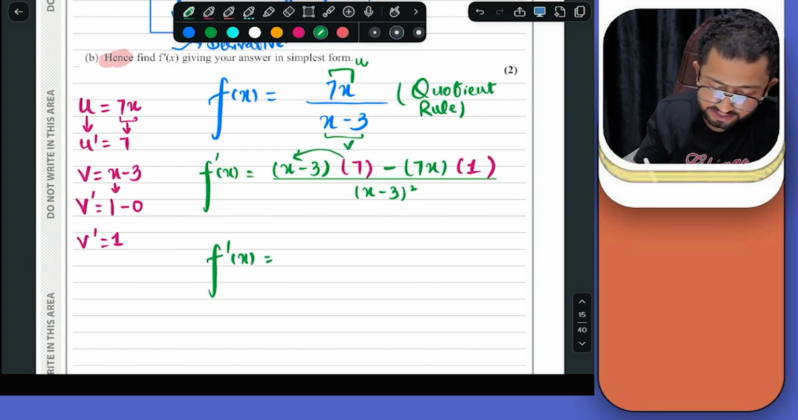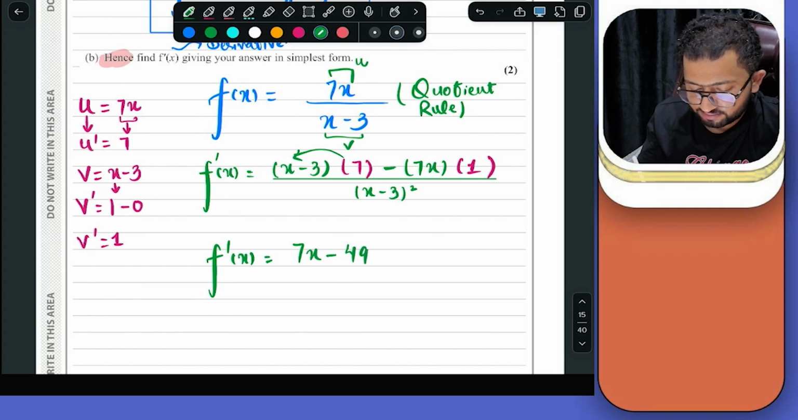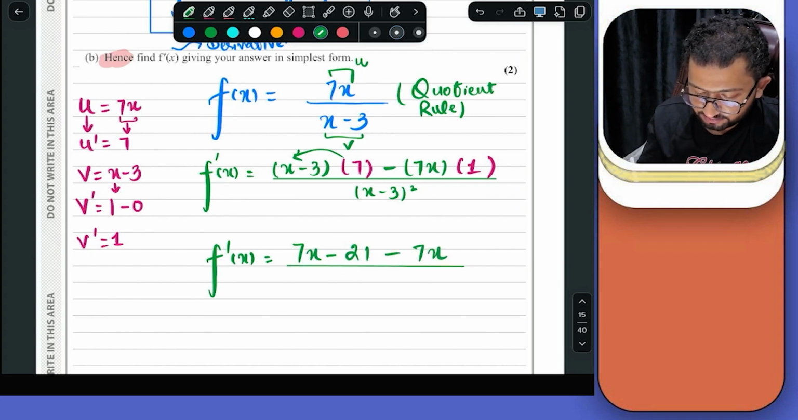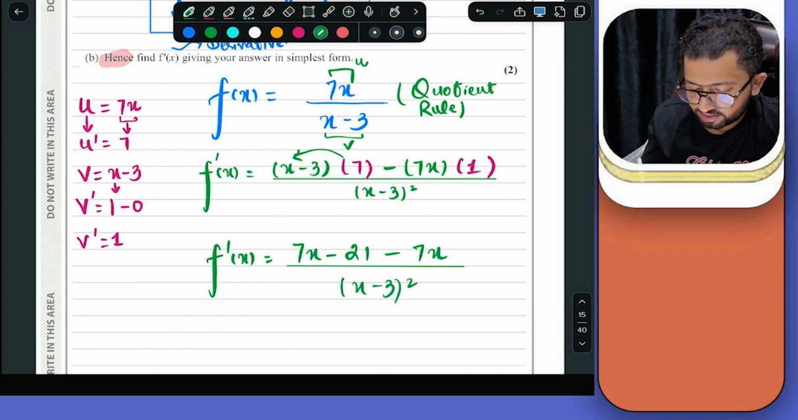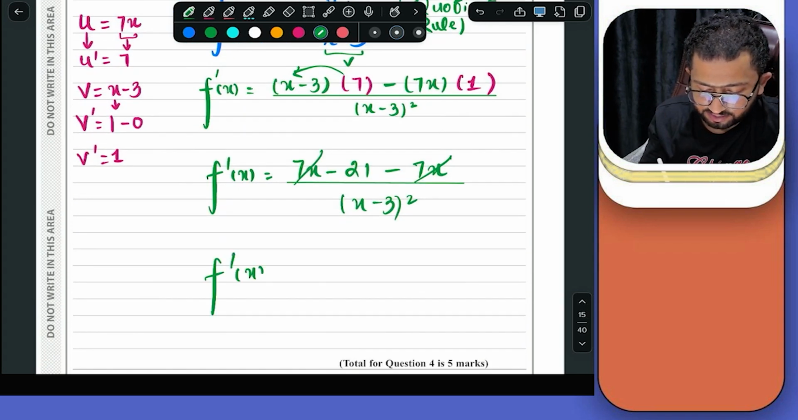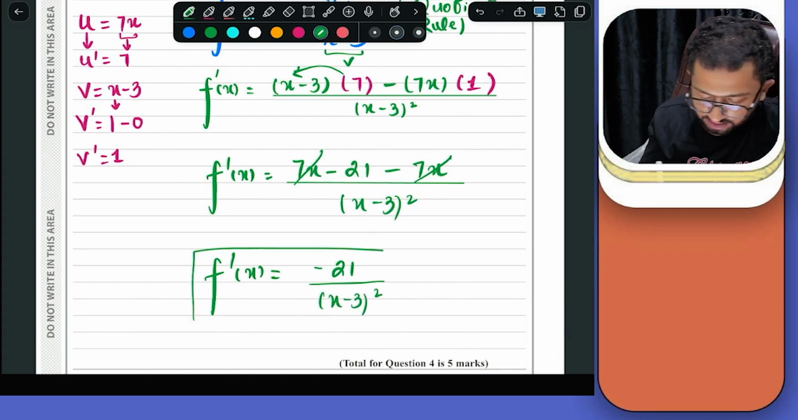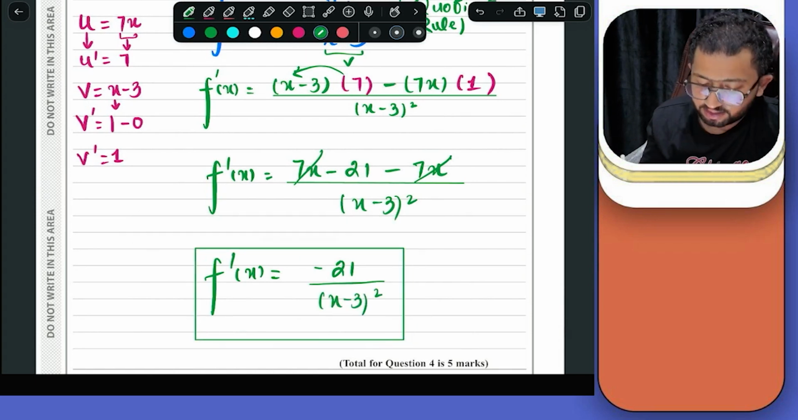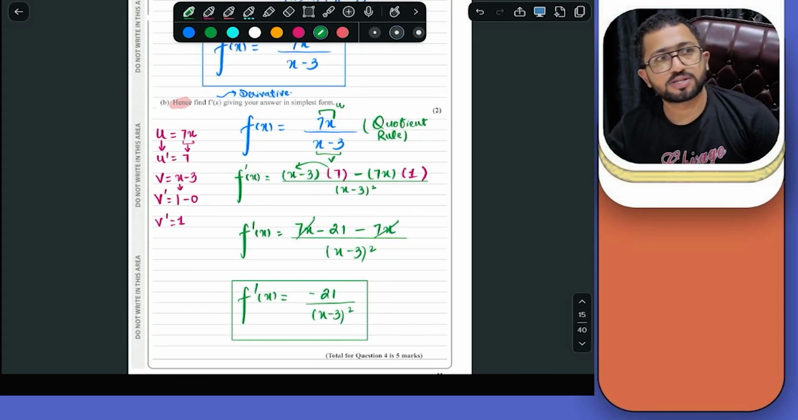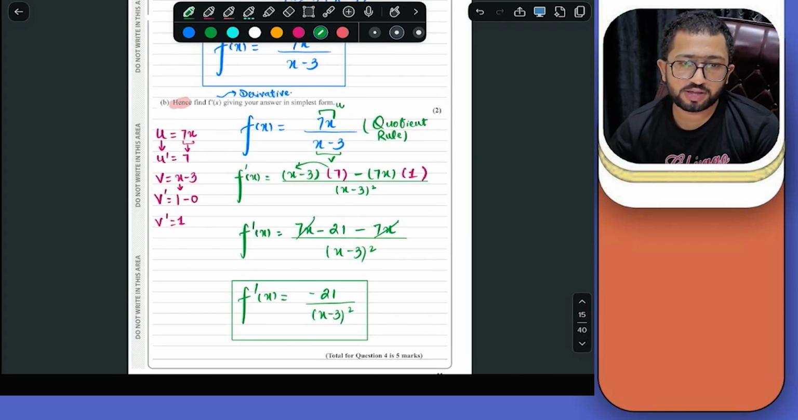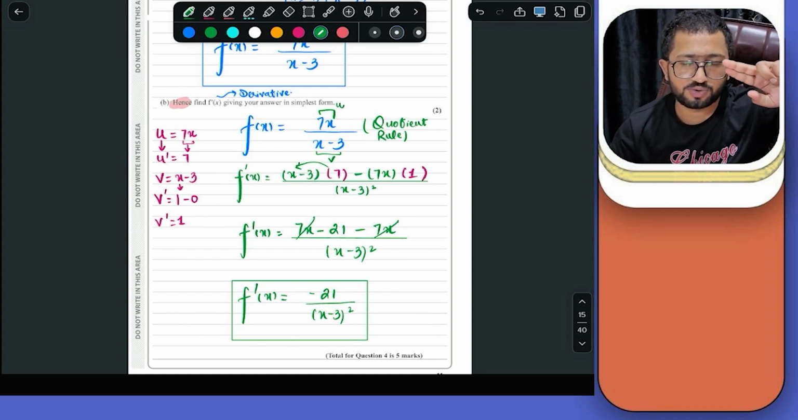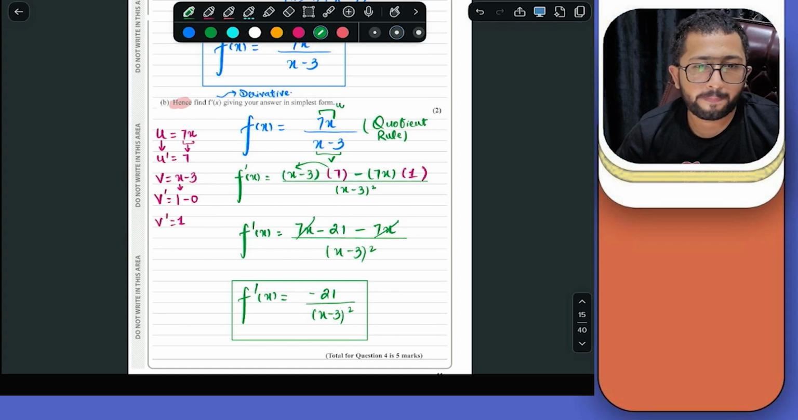All right. So let's simplify. 7x minus 7 3s are 21, so 7x minus 21 minus 7x, divided by x minus 3 whole square. It can be cancelled out, so the final answer will become minus 21 over x minus 3 whole square. I just need to apply the quotient rule. Whenever two functions are divided with each other, you have to apply the quotient rule simply. How to apply quotient rule? You can check my notes.